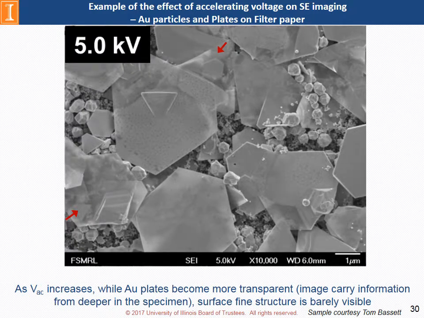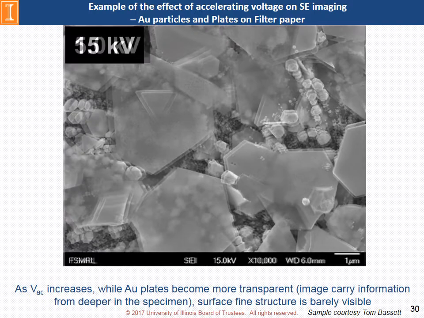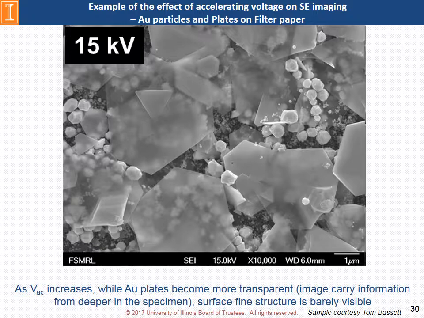As the voltage further increases to 5 kV, this transparency becomes more obvious. At 15 kV, almost all the gold plates in the image look transparent. The gold particles underneath the gold plates are clearly seen. Meanwhile, the details of the gold plate surface are lost.